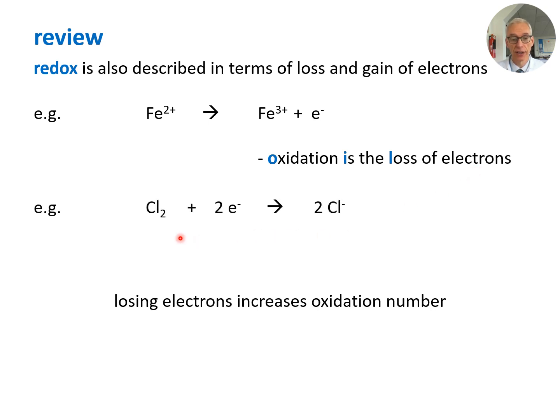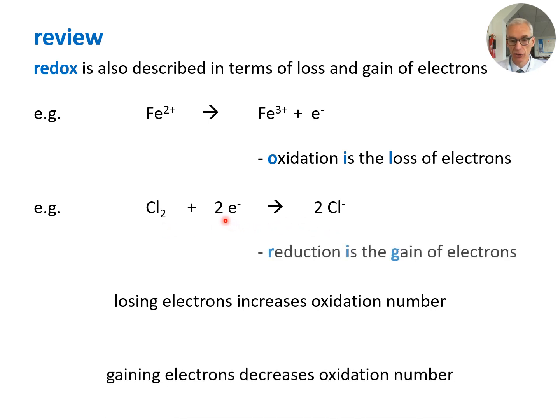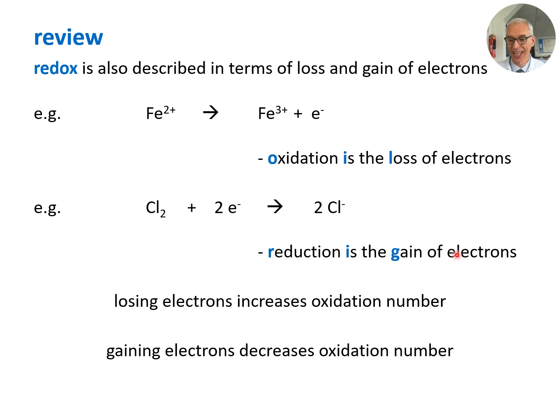Let's look at the other example from the previous slide, elemental chlorine to chloride. Well, gaining 2 electrons. So reduction is the gain of electrons. Gaining electrons decreases oxidation number. So the two descriptions match exactly. Increase in oxidation number is the loss of electrons. Decrease in oxidation number is the gain of electrons. So reduction is the gain of electrons, oxidation is the loss of electrons.